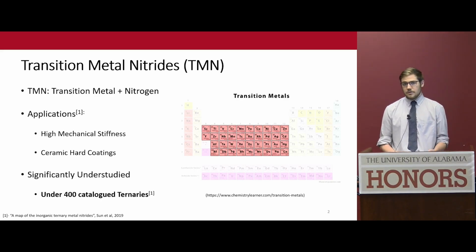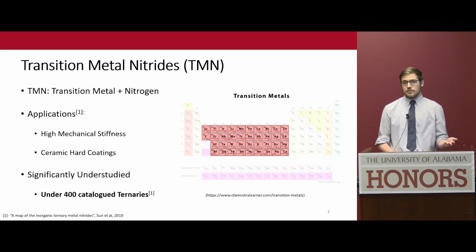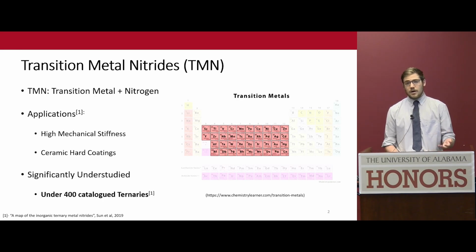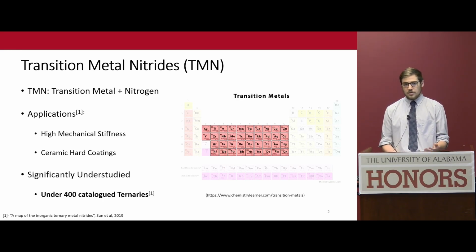We're also interested in these because they're significantly understudied. There's only under about 400 cataloged ternary transition metal nitrides. If you compare that to ternary transition metal oxides, there's over about 4,000 of those that have been effectively cataloged. So there's still a lot of room to look in what applicable properties these materials have.